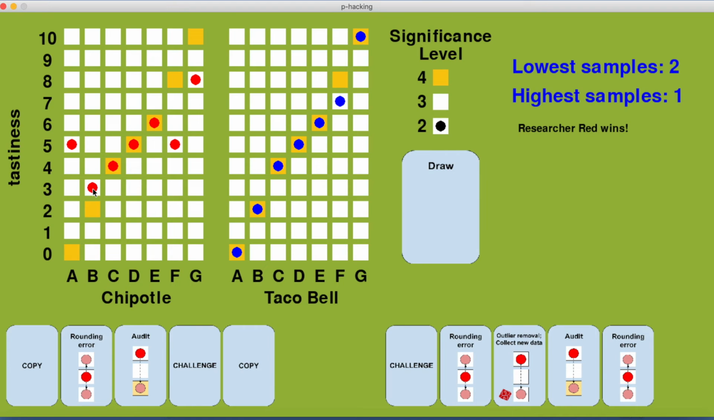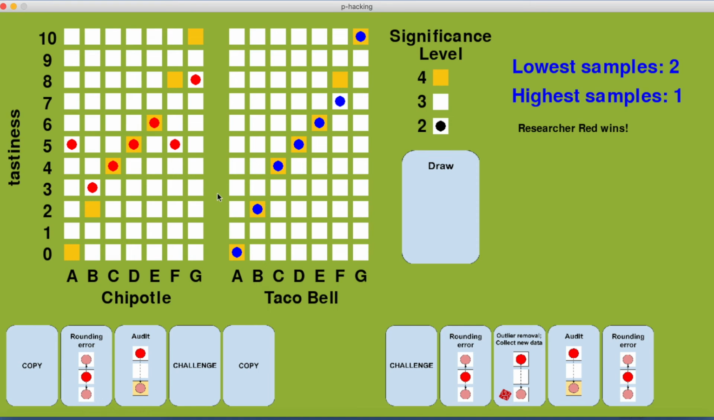So now the game is over because across the 2 lowest samples in the whole population, both of them are blue. So that means that the red researcher wins. Now, if the deck ran out before any of the significance conditions were met, then it'd be a null result and both players would lose.